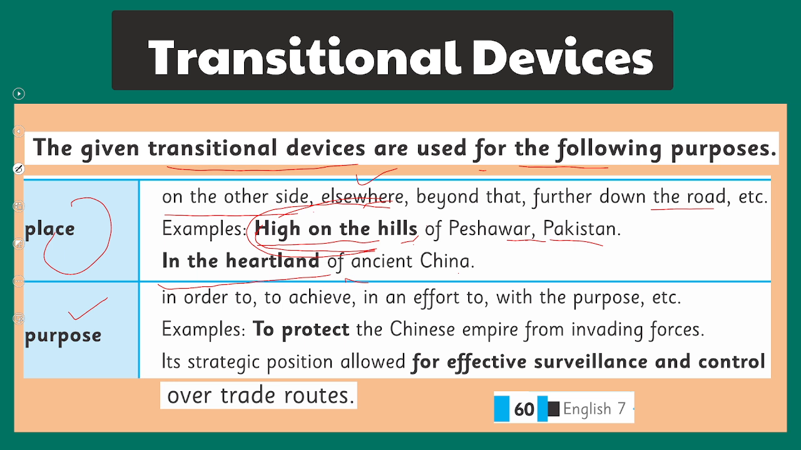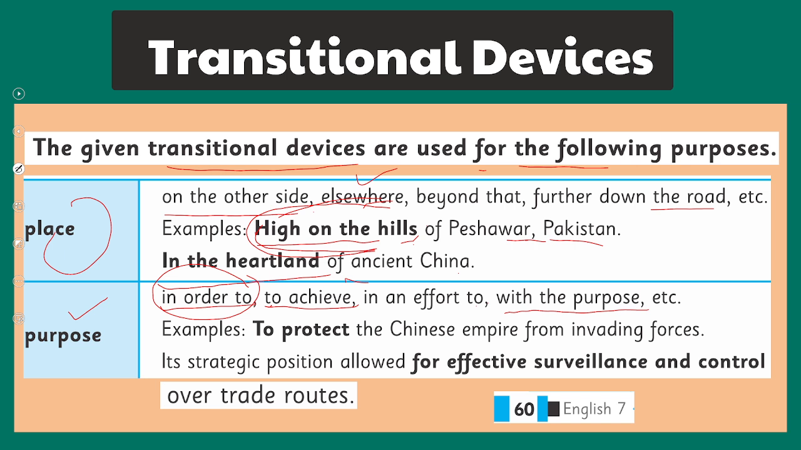To show a purpose, we use in order to achieve, in an effort to, with the purposes, etc. These are our phrases, but they are transitional phrases. These are transitional devices.